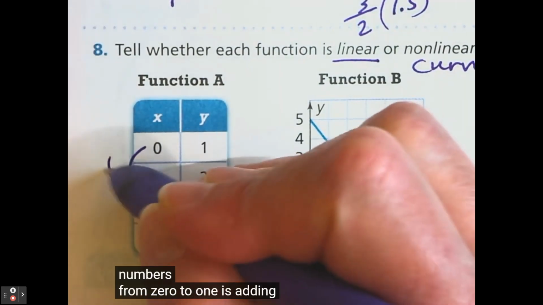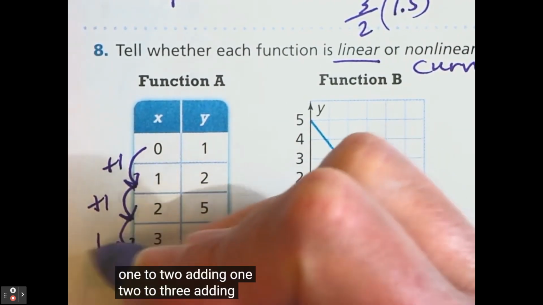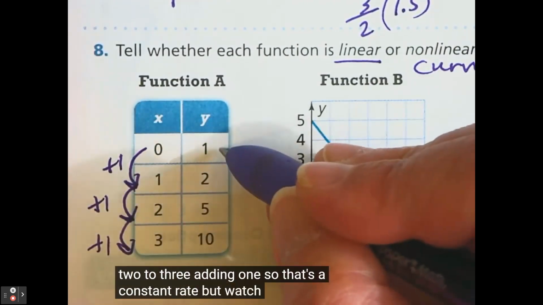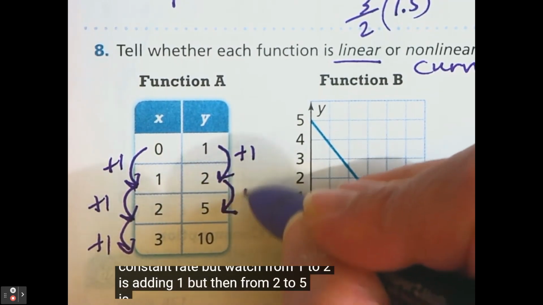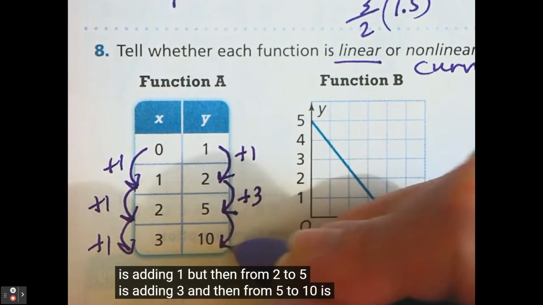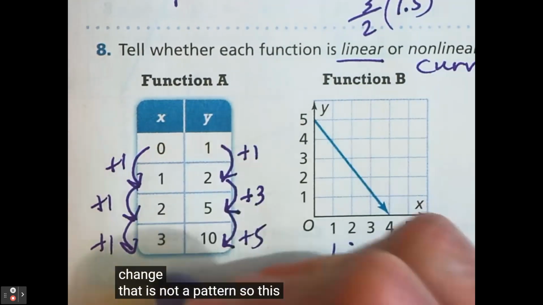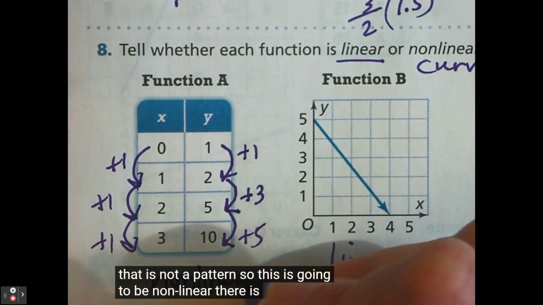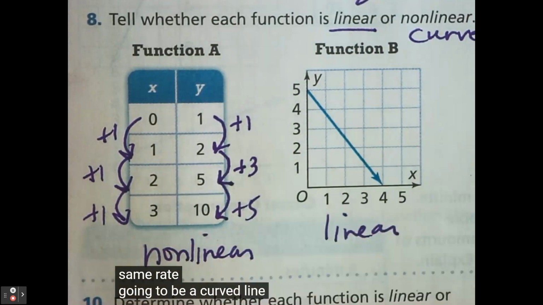So let's see if there's a pattern in these numbers. From 0 to 1 is adding 1, and then 1 to 2, adding 1, 2 to 3, adding 1. So that's a constant rate, but watch, from 1 to 2 is adding 1, but then from 2 to 5 is adding 3, and then from 5 to 10 is adding 5. That is not a constant rate of change. That is not a pattern. So this is going to be non-linear. There is no constant rate of change. It's not changing at the same rate. Going to be a curved line.